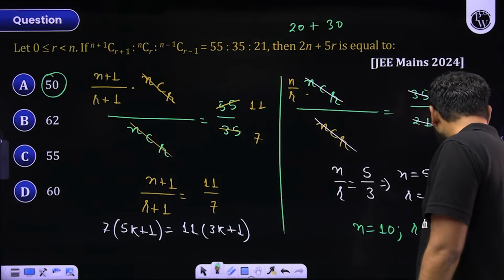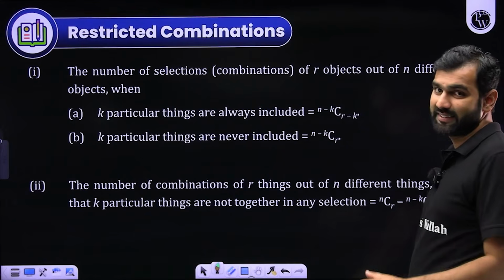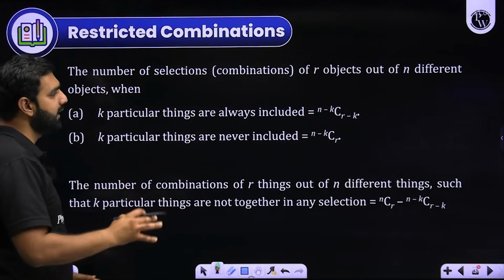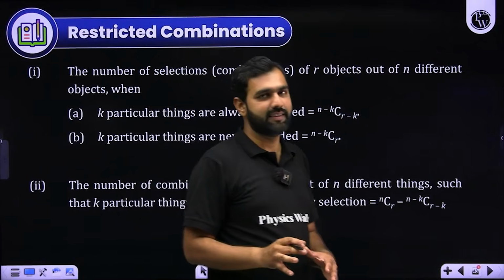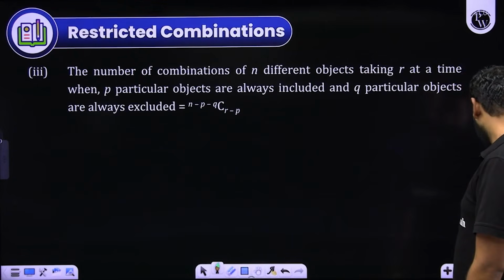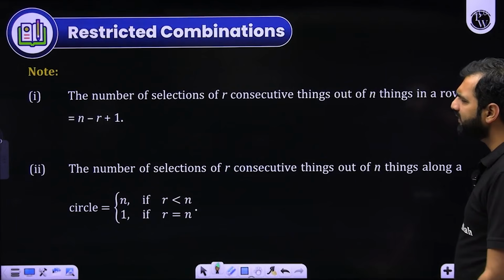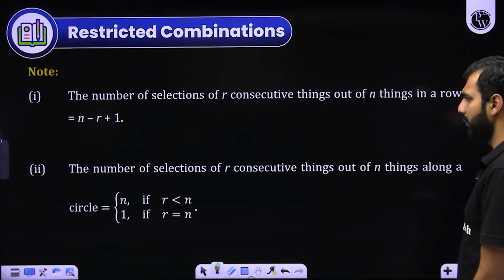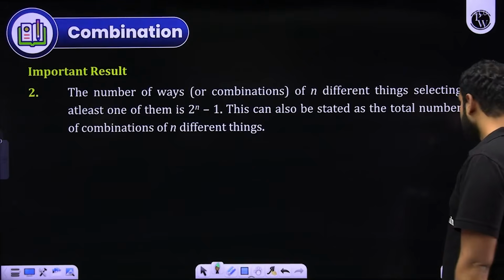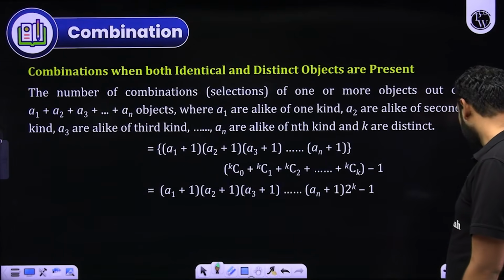Now, moving ahead towards the next part of the discussion we are having. Now we are talking about restricted combination. Again, instead of discussing like this, I'll take some examples and make you understand it through that. Instead of giving you all these formulae, please don't try to learn these. This is something I'll make you understand through some simple examples.